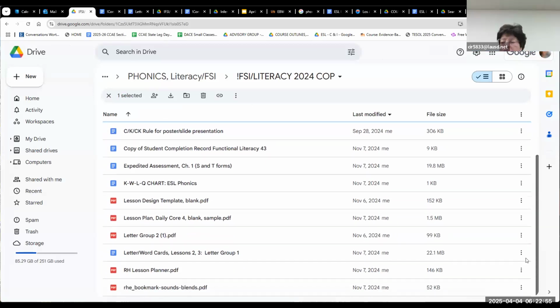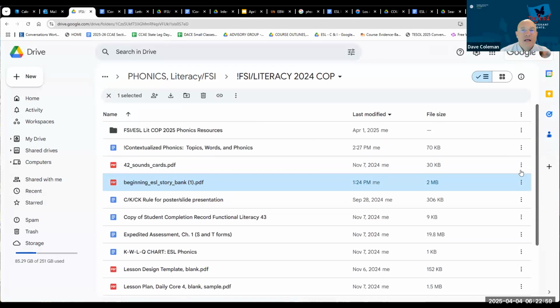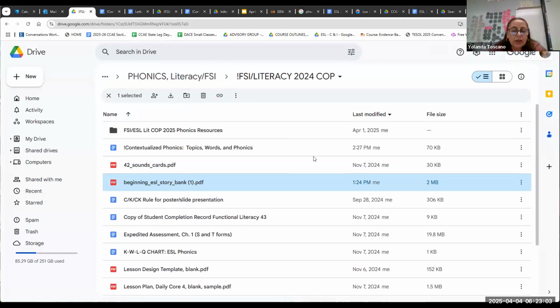I was going to take a picture of those three sources, but hang on just a second. Or I can put them in the chat. I'll write them down. Don't forget to take the link.